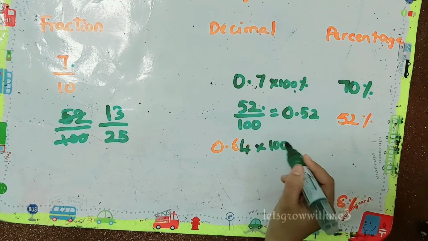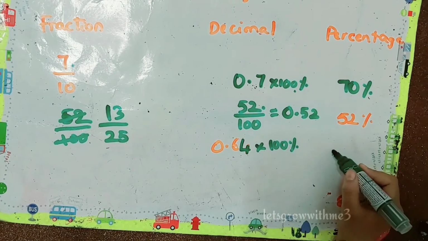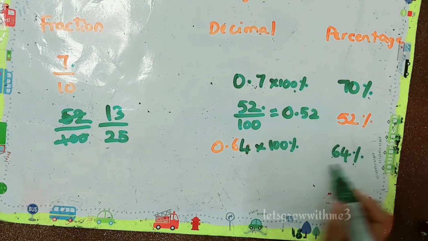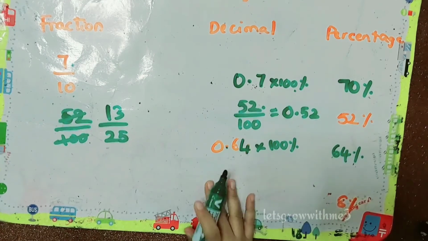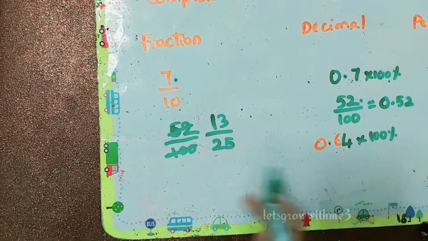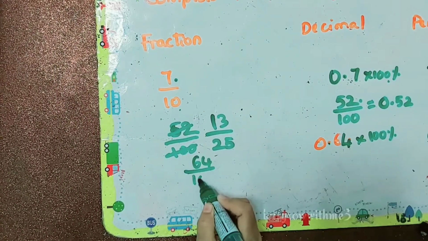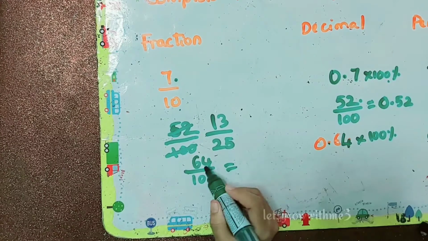How to convert it into percentage? Just multiply with 100%. Then we will get 64 percent. Now we need to write down the fraction for this. 64 percent means 64 over 100. Again here also we need to take out the common factors.